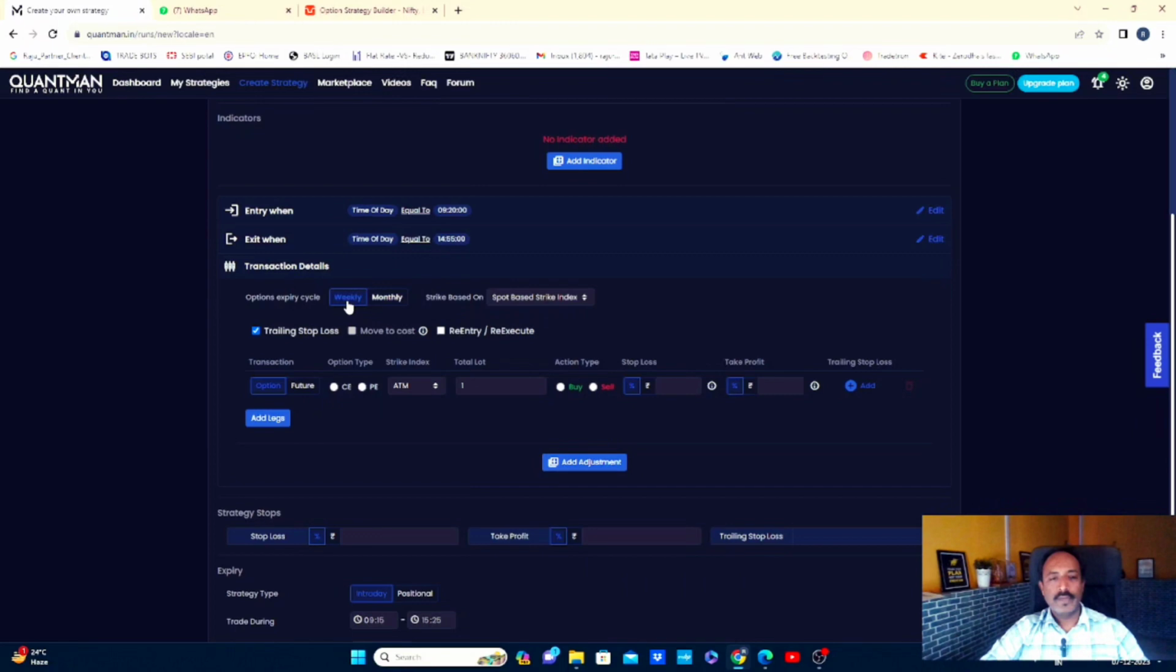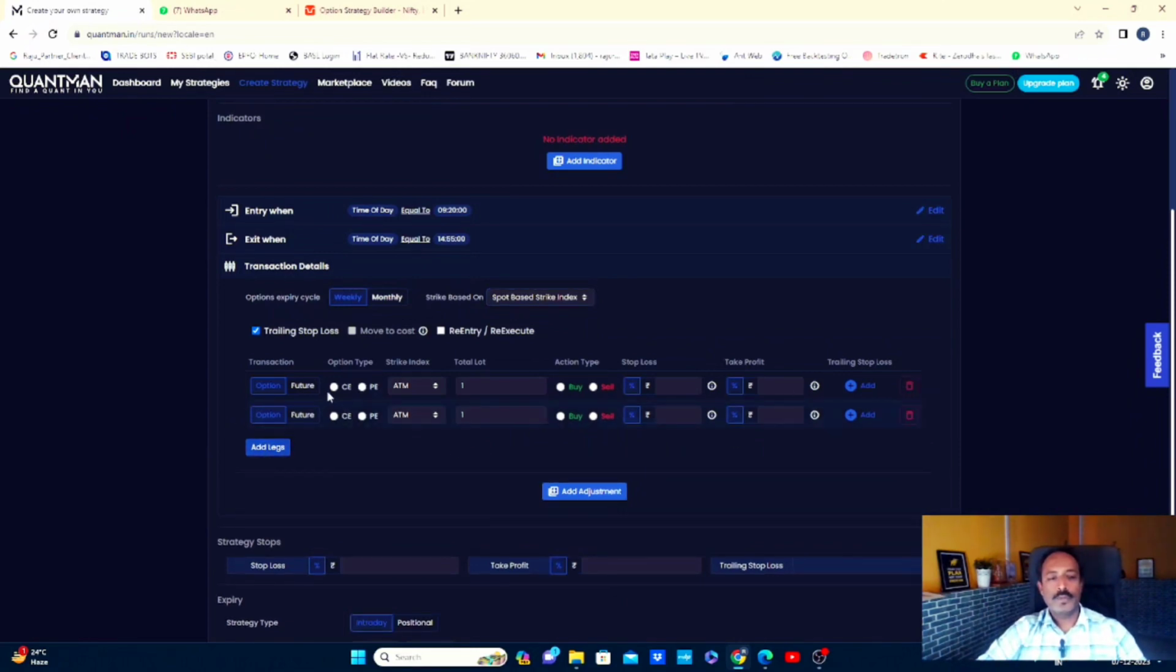So we'll choose the weekly, okay, and we don't want spot price. So here you have to define what you have to do. So you have to add. It's a two-leg strategy: call option and put option, right? Let's add another leg. So option here we have to choose the call option. At the money, one lot, sell it. Okay, and you can define the stop loss.